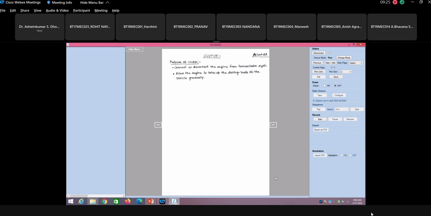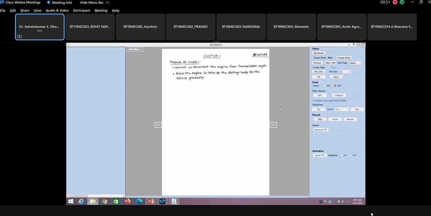gradually. That means when we start the engine, the engine will not develop the rated power at once. It will do that gradually. So in that case, it is better to disconnect the clutch, or disengage the clutch, and then start the engine. So that is a good idea.